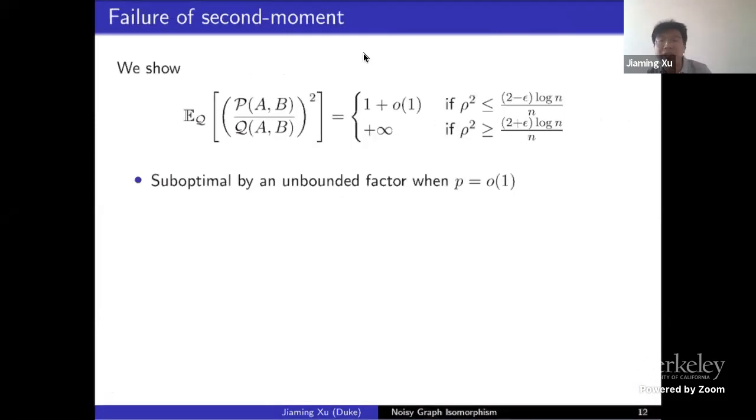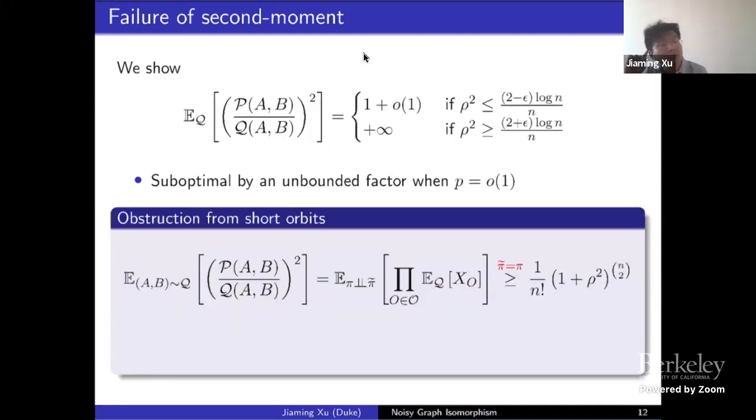And now with that, we can combine everything, and then we can show that the second moment of the likelihood ratio is actually equal to 1 plus little o(1) when rho squared is smaller than 2 log n over n. But unfortunately, when rho squared is bigger than 2 log n over n, this actually blows up to plus infinity. And if you compare the negative condition that we get here with the condition that we presented earlier, this condition is actually suboptimal by a bounded factor when p is small. So somehow we need to revamp the second moment to show a tighter result.